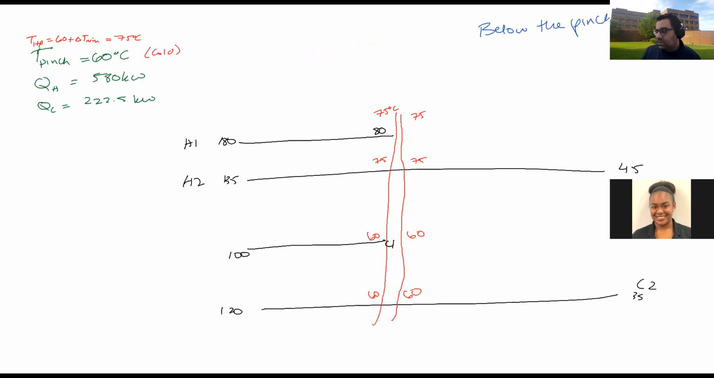And when matching the streams below the pinch, you need to always follow these rules, which is CP hot has to be greater than or equal to CP cooled. And there is no heating below the pinch, right? You can never heat below the pinch.